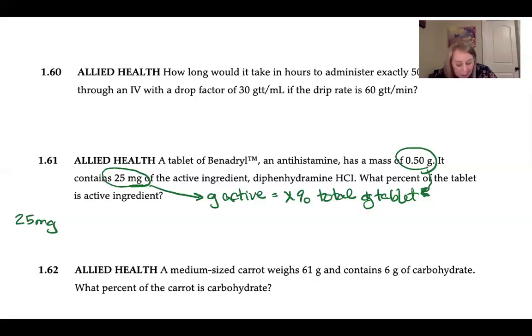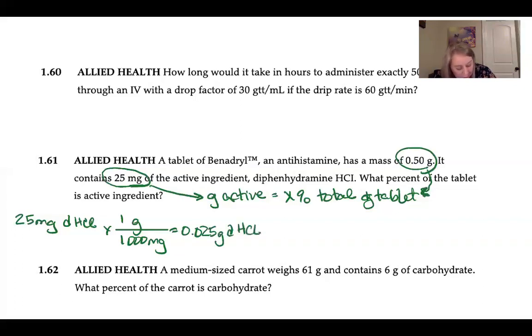So how do I do that? What I'm going to do is I'm going to tag. I'm just going to put my little shorthand for my drug here. And then I'm going to say, I know in 1 gram, I have 1,000 milligrams. Okay. So I do my conversion, and that gives me 0.025 grams of this active ingredient, right?